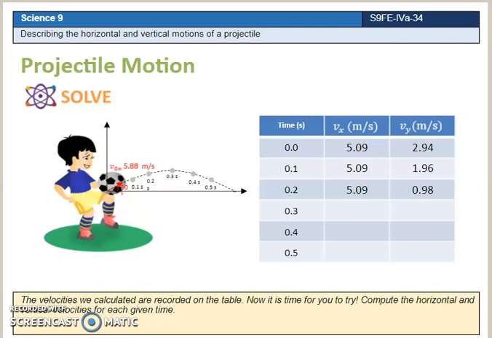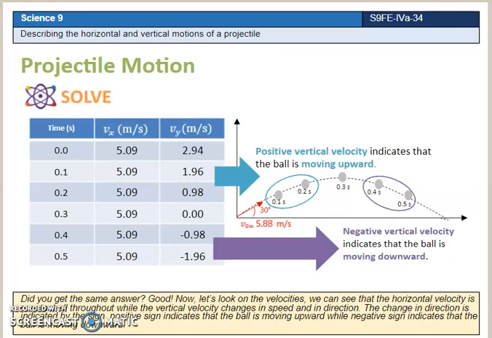Now it is time for you to try. Compute the horizontal and vertical velocities for each given time. Did you get the same answer? Good. Now, let's look at the velocities.